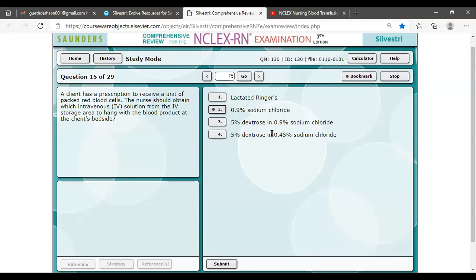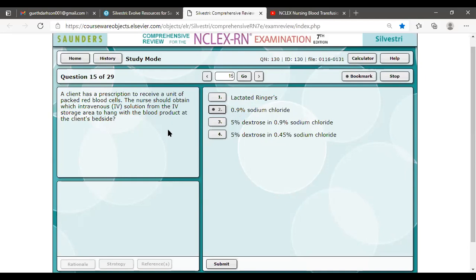Like lactated Ringer's solution, a common question NCLEX would ask: if a patient came to the hospital with a burn, what solution do we give? We give them lactated Ringer's solution. This is the answer for a burn patient. But here we are talking about the normal saline solution, right?